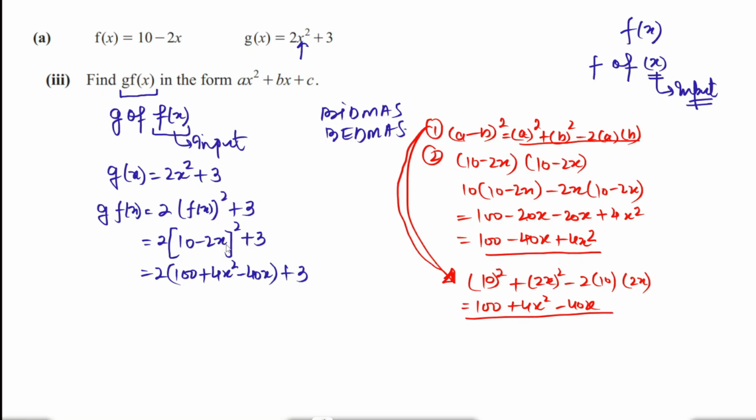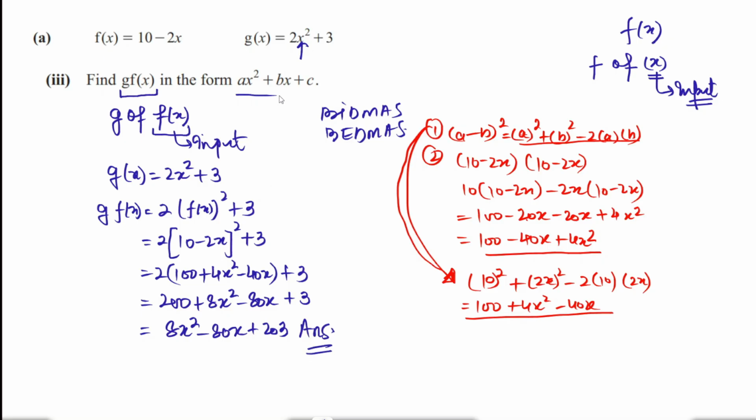Now we have opened the bracket. Now we have to multiply 2 here. Then it is going to be 200. 2 4s are 8x square. 2 into 40, that is 80x. And 3 is independent. Do not multiply here. 3. Now we have to simplify. 8x square minus 80x. 200 plus 3 will give you 203. And that is your answer.